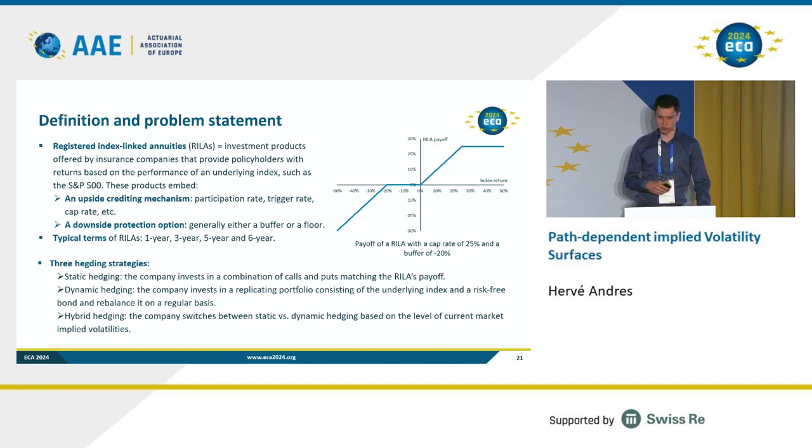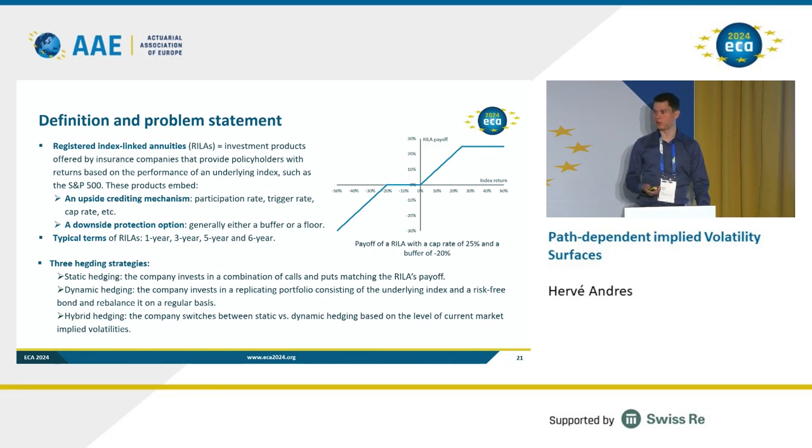So to give you a bit of insights about these two mechanisms, I've illustrated the payoff of an example of such a product where you have a cap rate of 25%. So if the index returns over 25%, you only have 25%. And on the downside, if the return is between 0 and minus 20%, you are protected. And below minus 20%, you are not protected. Very easy.